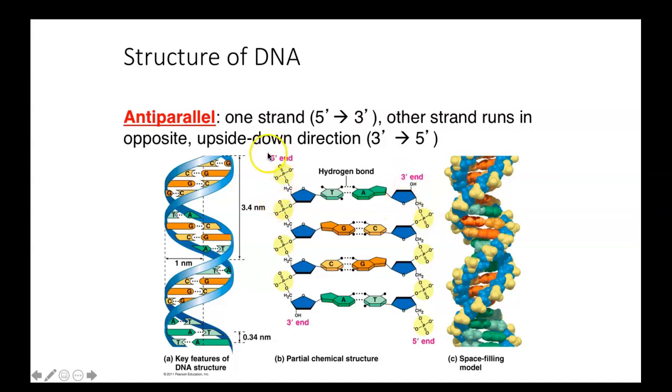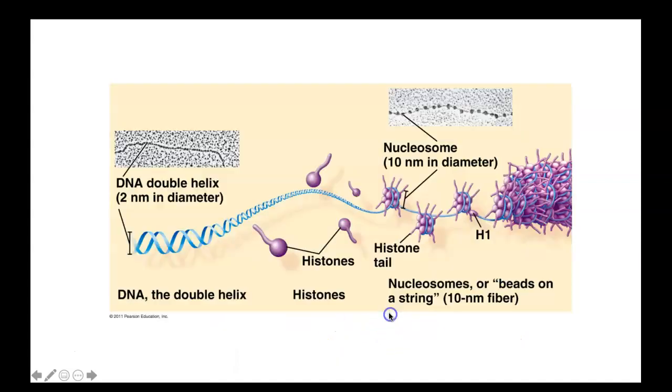So the phosphate group is on the 5' end, the hydroxyl group is on the 3' end, and anti-parallel means that the two strands are running counter to each other, and because of the negative charges on the phosphates, it's going to cause a wrapping. So the anti-parallel running counter to each other is going to cause a wrapping, and that's what the double helix comes from.